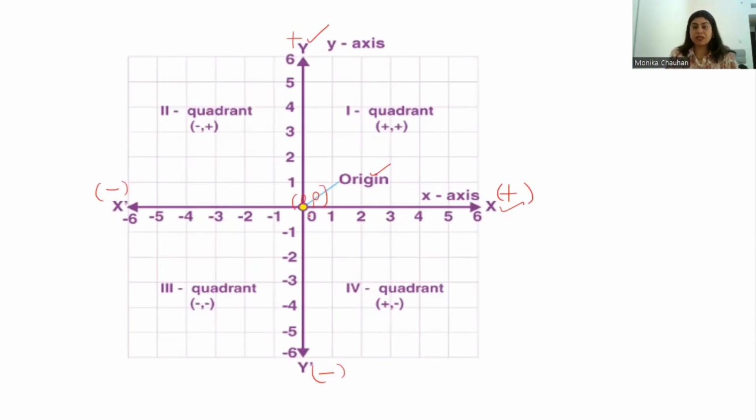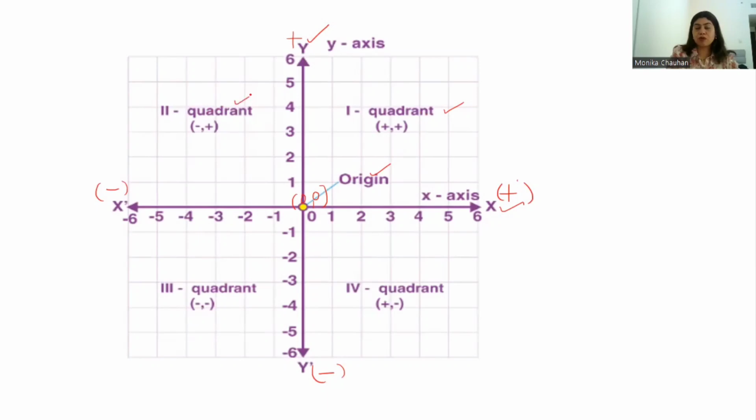Another very important part is that both the axes, x and y, divide the full plane into 4 quadrants. First is your first quadrant, and it has positive and positive points, meaning x and y both are positive. You can see on this side, this is positive and this is positive.